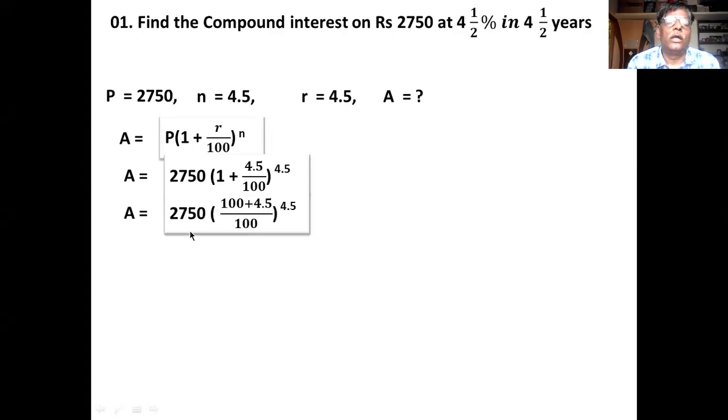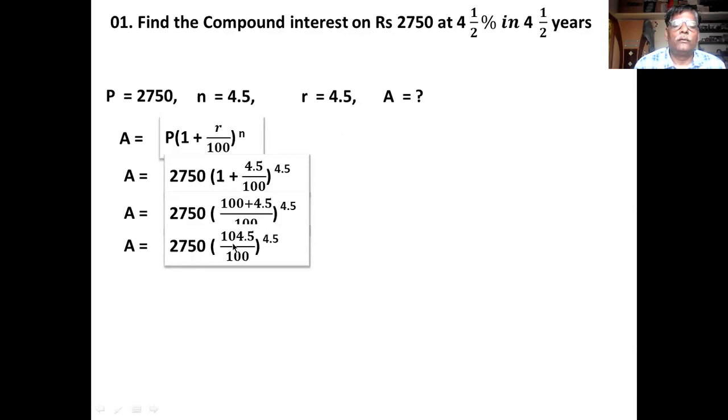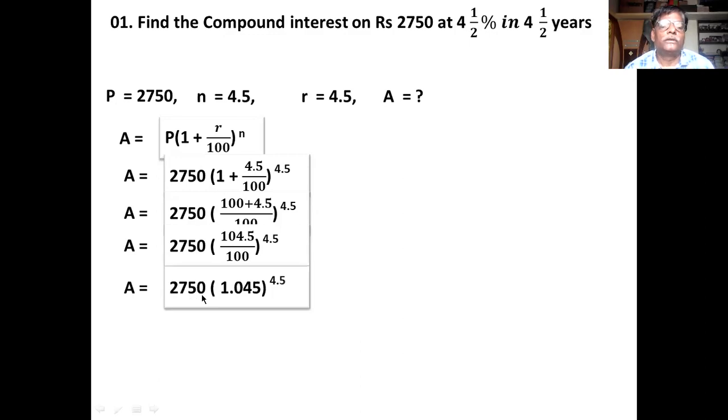Okay. So A is equal to 2,750 in the bracket. You take the LCM: 100 plus 4.5 divided by 100 raised to 4.5. Therefore, A is equal to 2,750 in the bracket 104.5 divided by 100 raised to 4.5. This is the next step. In the next step, 2,750 into 1.045 raised to 4.5. This is the last stage.